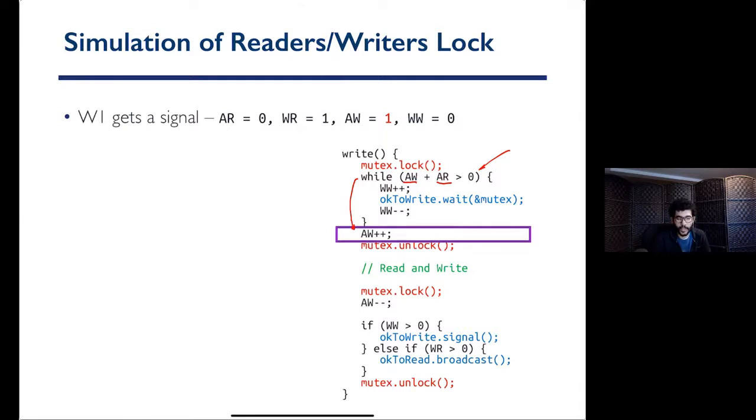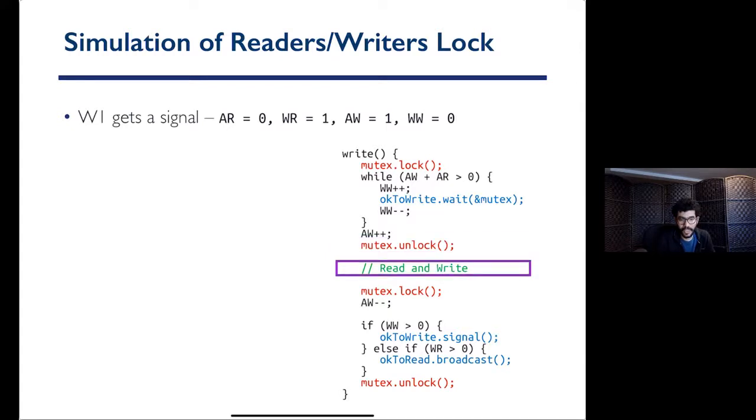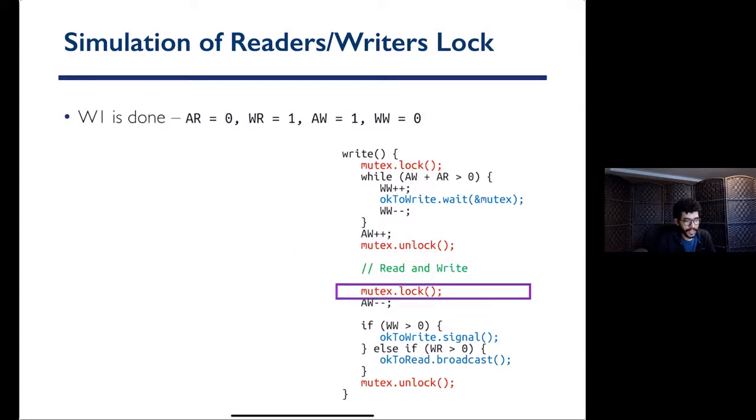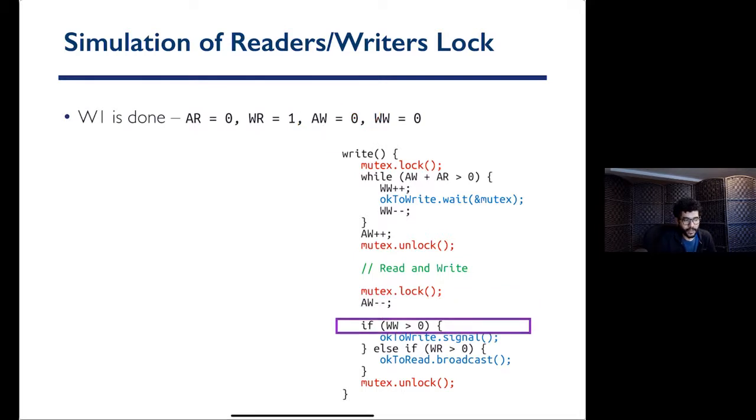So active writer plus plus. Now we have 1 active writer. It releases the mutex and it starts reading and writing. Now let's say at some point it wants to get out. So it's no longer an active writer. It looks at other waiting writers. There are none. It's 0.